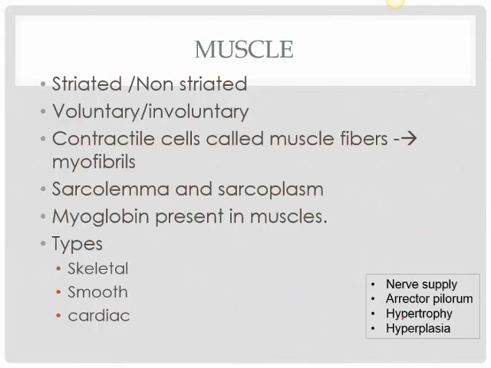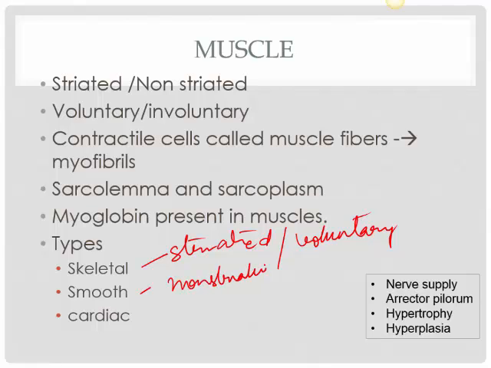Let's look at the three types of muscles that we have. Skeletal muscle, which is structurally striated and functionally voluntary. It's under your control, and we'll see that it has a banding pattern. Smooth muscle, that's why it's called smooth, non-striated, involuntary. Cardiac muscle is striated, it has a banding pattern, but it is involuntary.